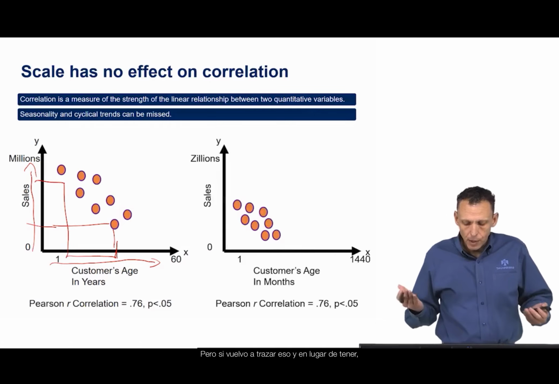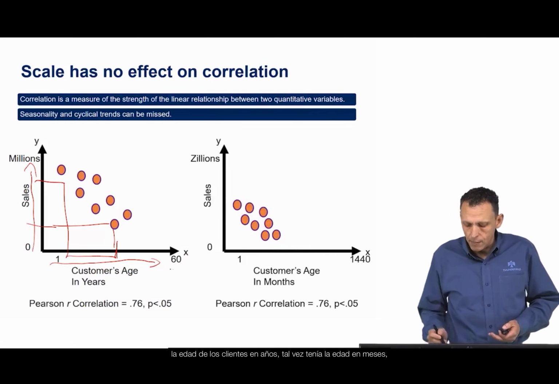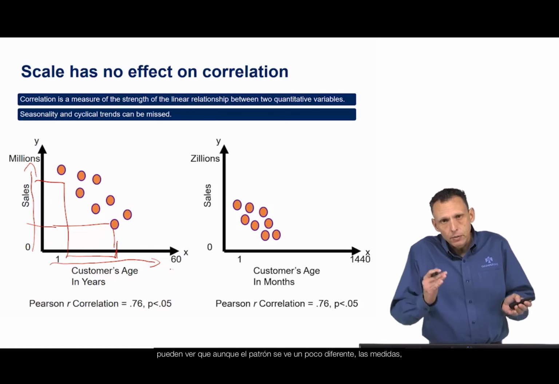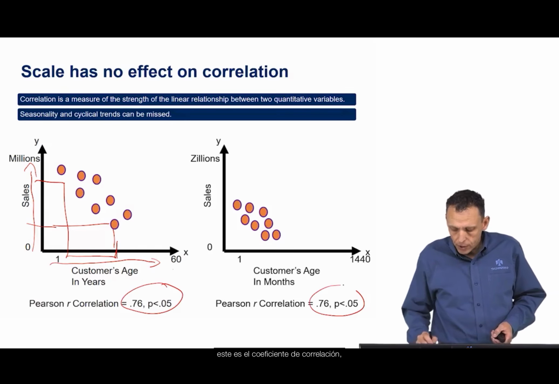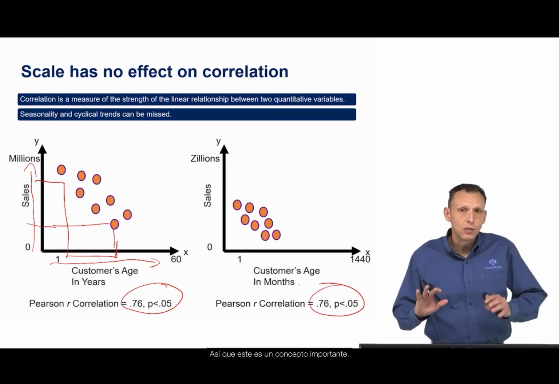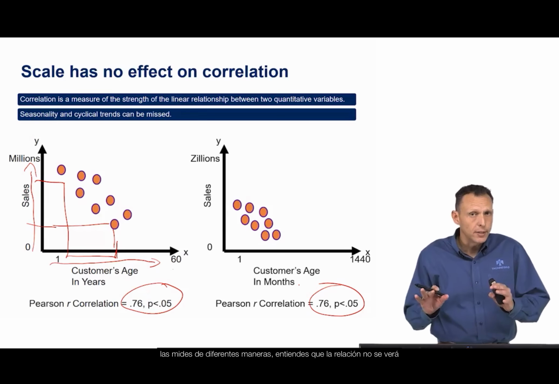But if I replotted that, and instead of customers' age in years, maybe I had age in months, you can see that while the pattern looks a little bit different, the correlation coefficient, which is showing me the relationship between the two variables, is not going to change. So this is an important concept as you start to work with data and you look at things measured in different ways.